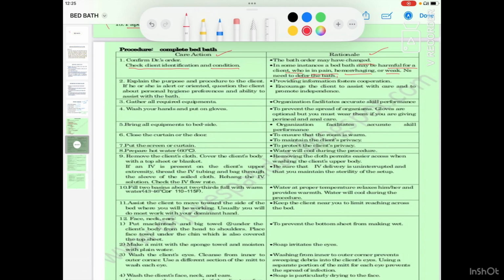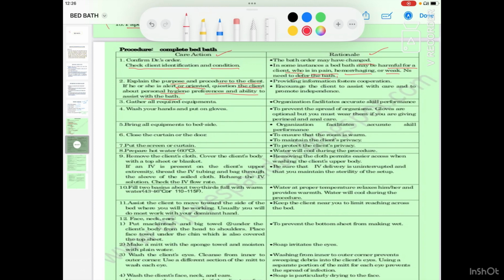The next action is to explain the purpose and procedure to the patient. We will tell the patient the purpose and procedure if he or she is alert and oriented. If they are unconscious, ask the patient about personal hygiene, preferences, and ability to assist. If the patient is able to bathe, the nurse will assist the patient, or else we will give the bed bath. And here, what is the rationale?